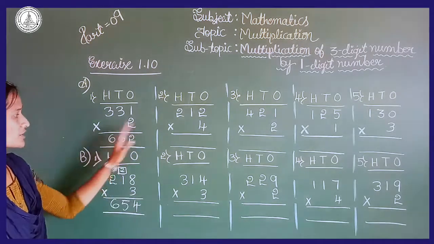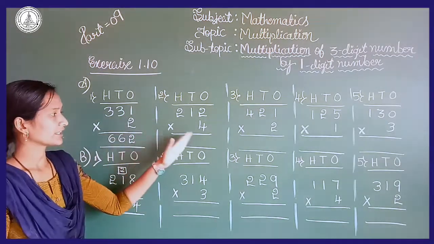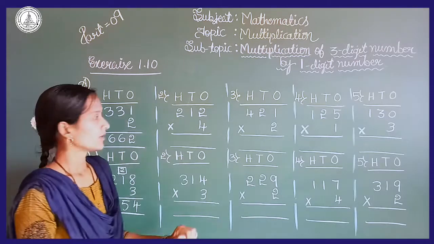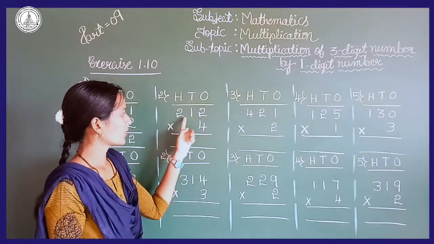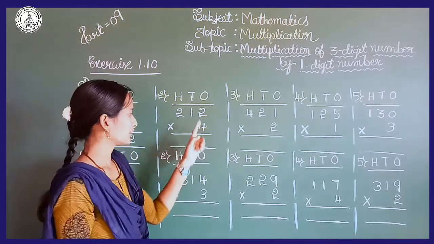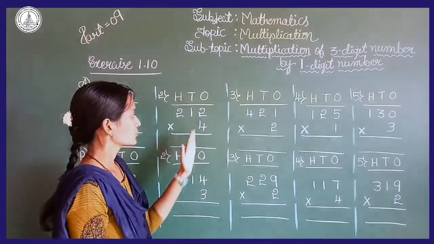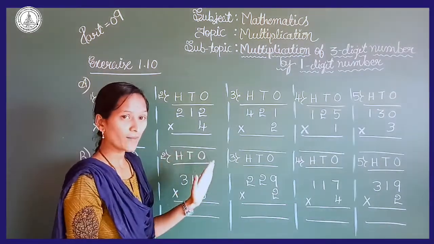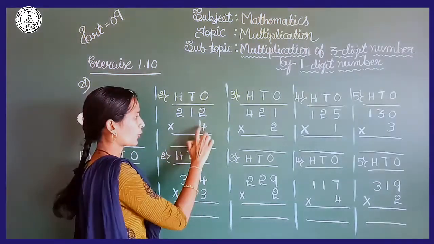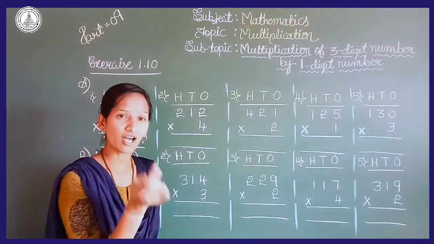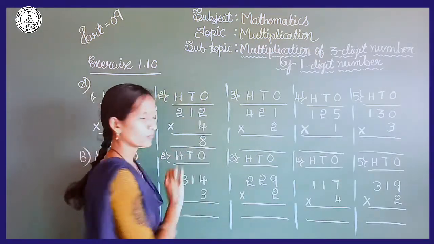Right? So the first problem is already solved here. So I am moving directly to the second problem. See here, 212 into 4. 212 is the multiplicand and 4 is the multiplier. So the first step is to solve the problem in the ones column. So multiply 4 into 2. So 4 into 2 means 4 2s are 8. So write down this 8 under the ones column.